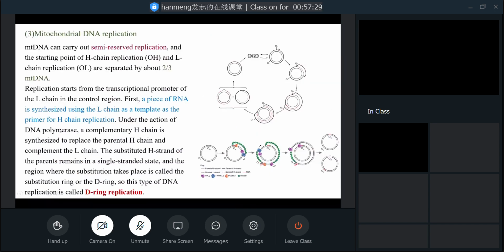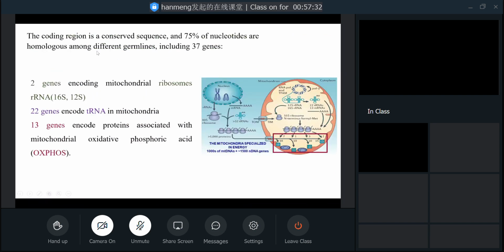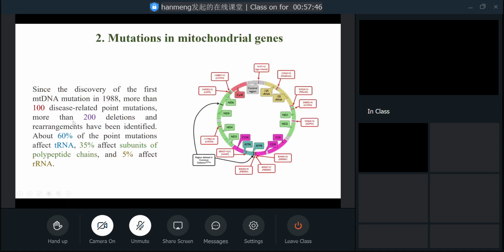Because here you can see only 2 genes encode the ribosome RNA, 22 genes encode the tRNA, and 13 genes encode the polypeptide chain. So most of the mutations will affect tRNA genes, a major percent will affect the polypeptide chain, and a lesser percent affect the ribosome RNA.